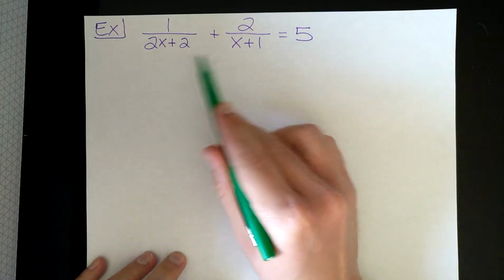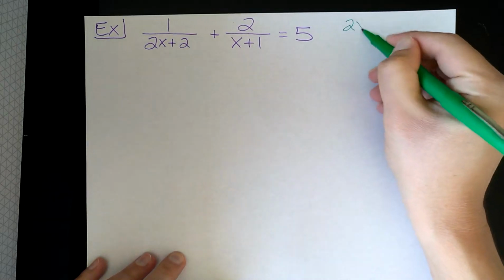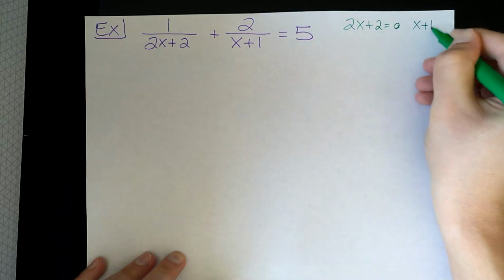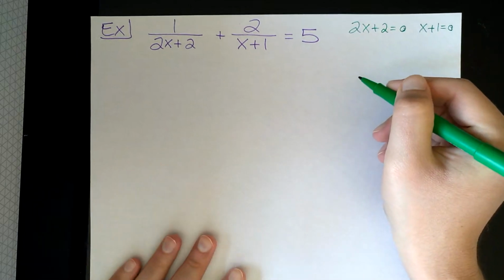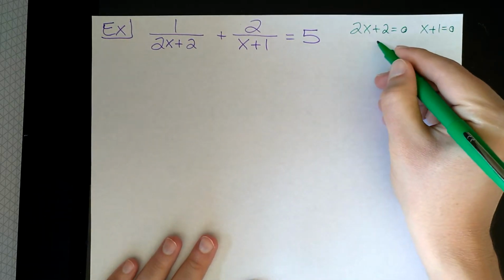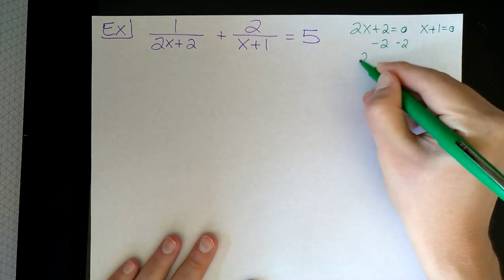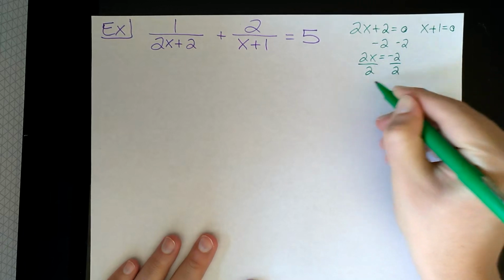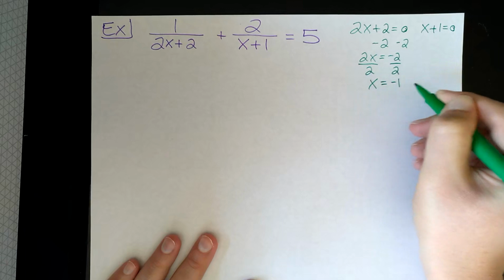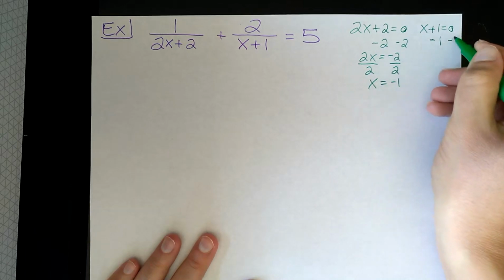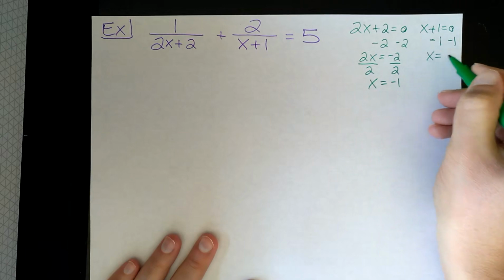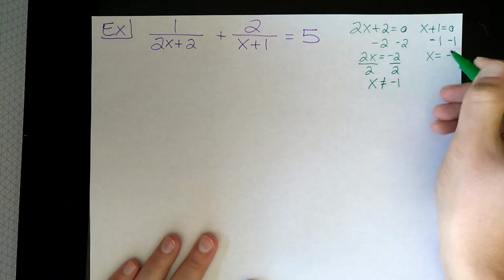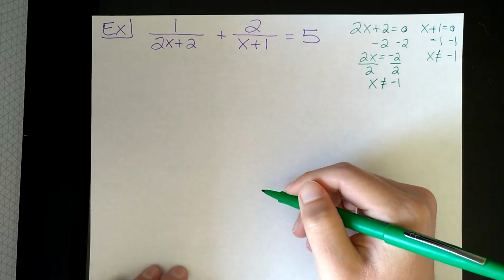The first thing we need to do is set each denominator equal to 0. So 2x plus 2 equals 0 and x plus 1 equals 0. And we are going to solve each of these equations, so we'll subtract 2 from each side to get 2x equals negative 2. Divide each side by 2 to get the x alone, which gives us x equals negative 1. And then subtract 1 from each side to get x equals negative 1 again. So remember, this tells us x cannot equal negative 1.